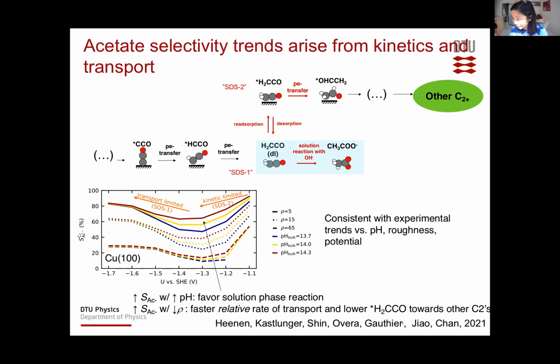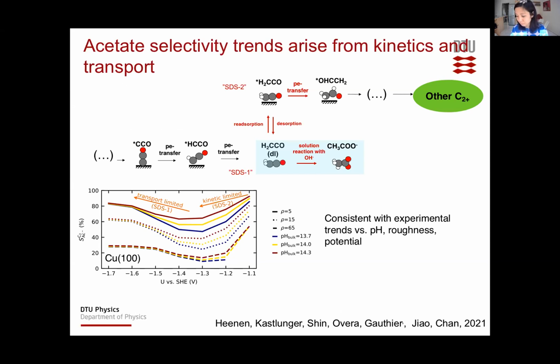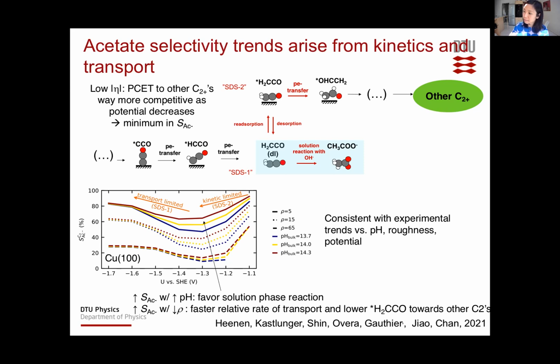And so with a faster relative rate of transport, then you have less buildup of this ketene intermediate, and therefore a lower coverage of this H2CCO intermediate towards C2 products, which then would increase the corresponding activity towards this pathway. And so the selectivity is really tuned by the interplay between kinetics and transport. And we can also rationalize the potential dependence, again, on the competition between a proton-electron transfer step and the buildup of the critical intermediates towards acetate production.